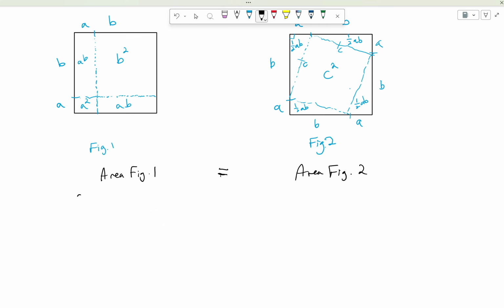So we have A squared, we have B squared, we also have AB and AB, which is going to give me 2AB, which is equal to, okay, the sum of all of these, which we have C squared plus all of these little triangles, right? 1/2 of AB plus 1/2 AB plus 1/2 AB plus 1/2 AB.